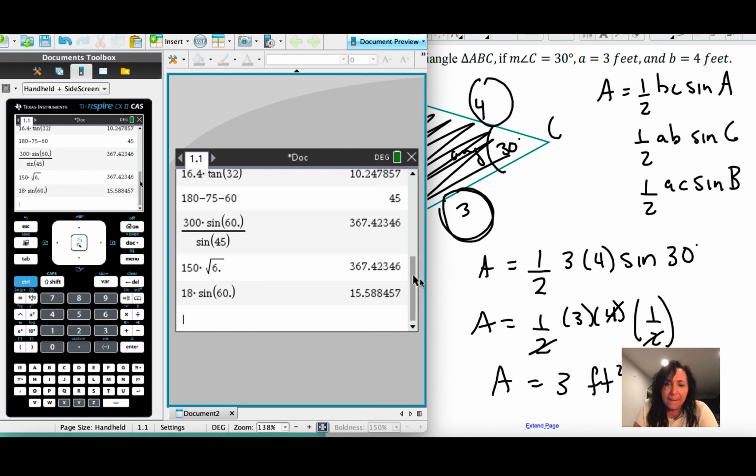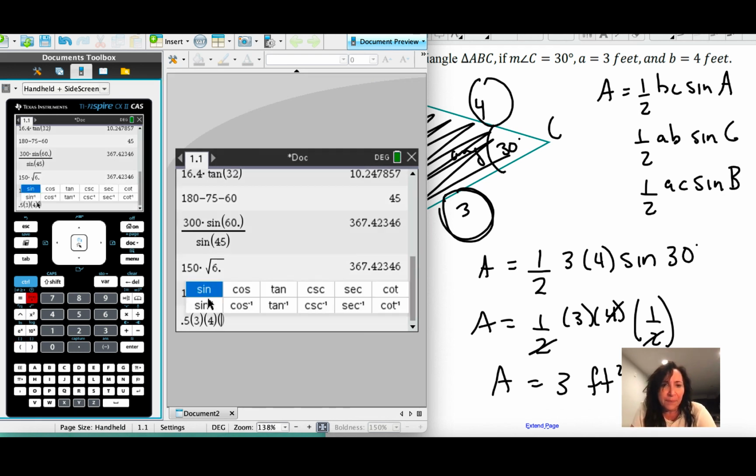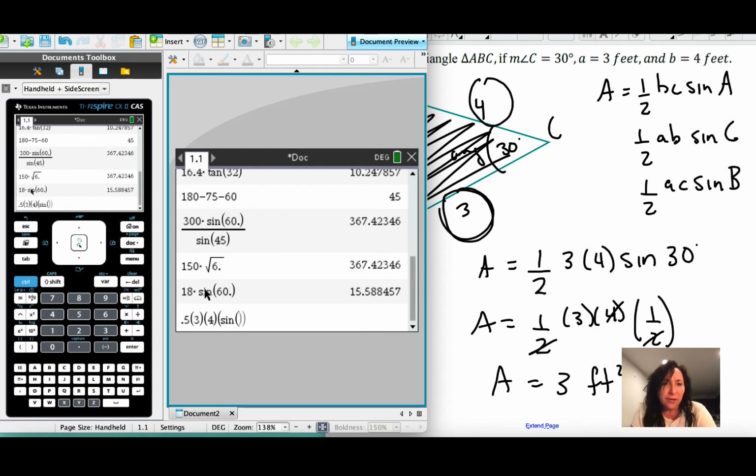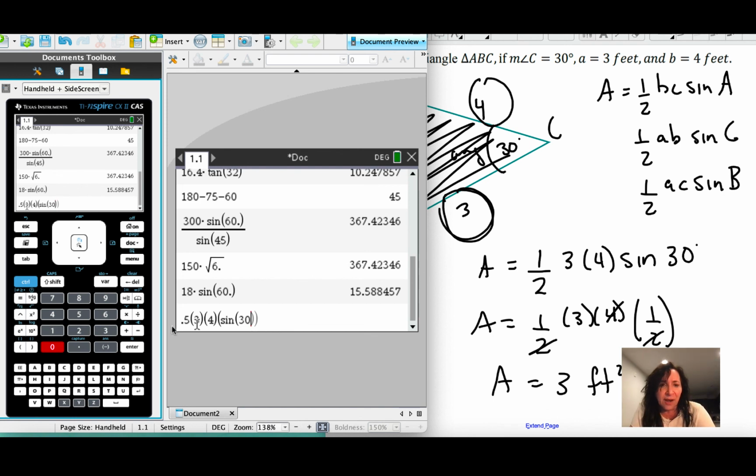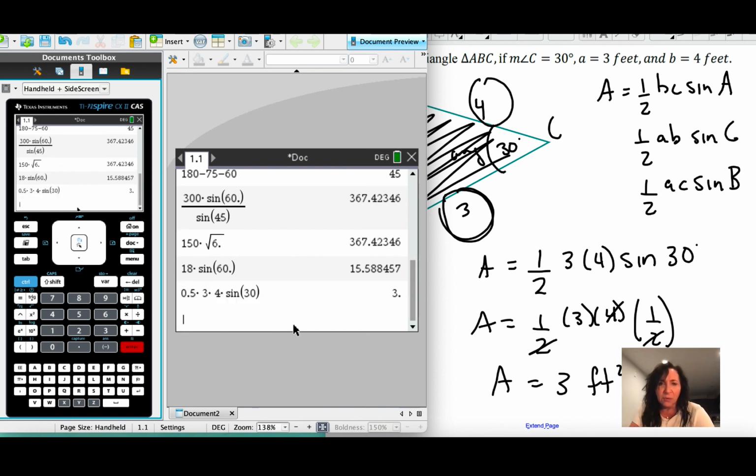You totally can use the calculator, though, if you don't feel comfortable doing that. So you would say 1/2, so I'm going to say 0.5 times 3 times 4 times sine of 30 degrees. It looks like I already have a decimal here, so I don't need to add one, and I get 3 again. Okay?